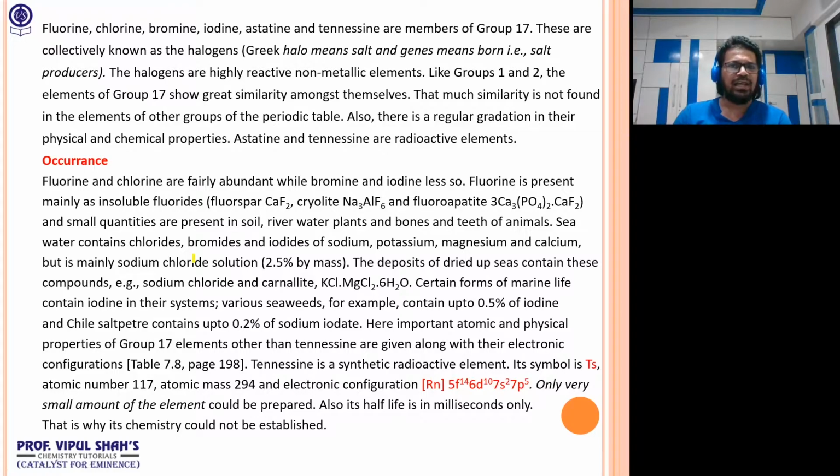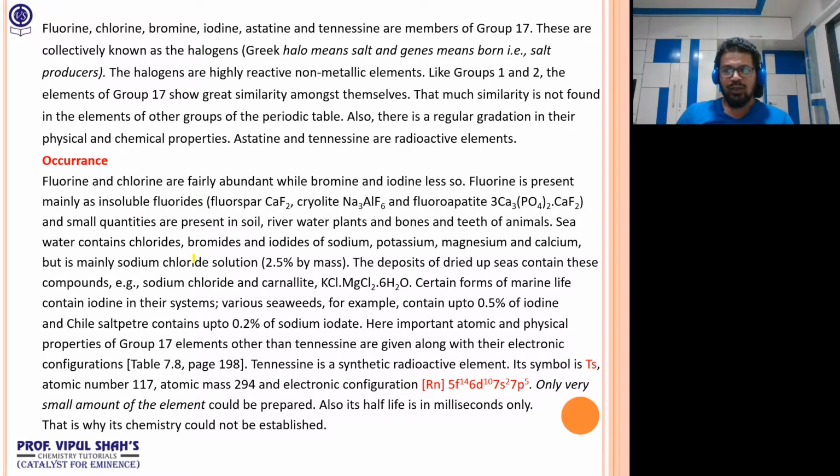So fluorine is 9. Now for chlorine, you will add 8 to it. So 9 plus 8, 17, is chlorine. Now to this chlorine, you will add 18. So 17 plus 18 is going to be 35. That's the atomic number of bromine. To bromine, again you add 18, so 35 plus 18 is going to be 53. That's the atomic number of iodine.